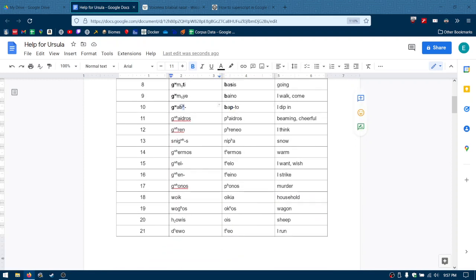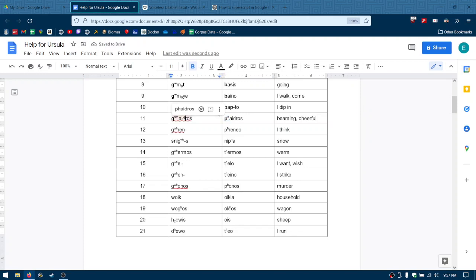BH is a voiced aspirated bilabial stop, and P is a voiceless bilabial stop. So it is no longer aspirated and it is now voiceless. That's the only difference. This was voiced and aspirated. This is voiceless and unaspirated. The little h is what makes things aspirated. Then we have this part, which changes to this.